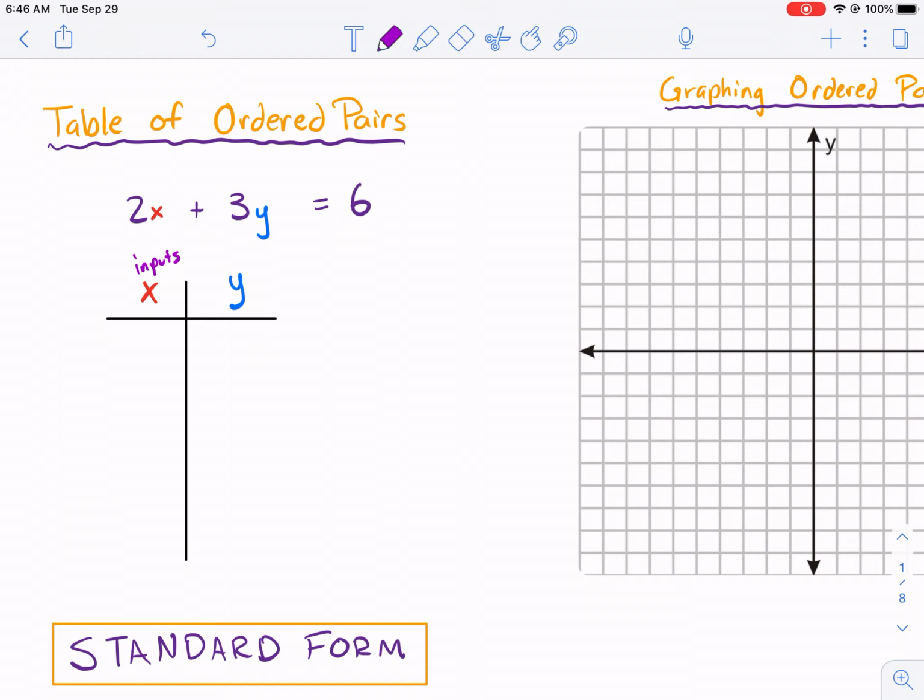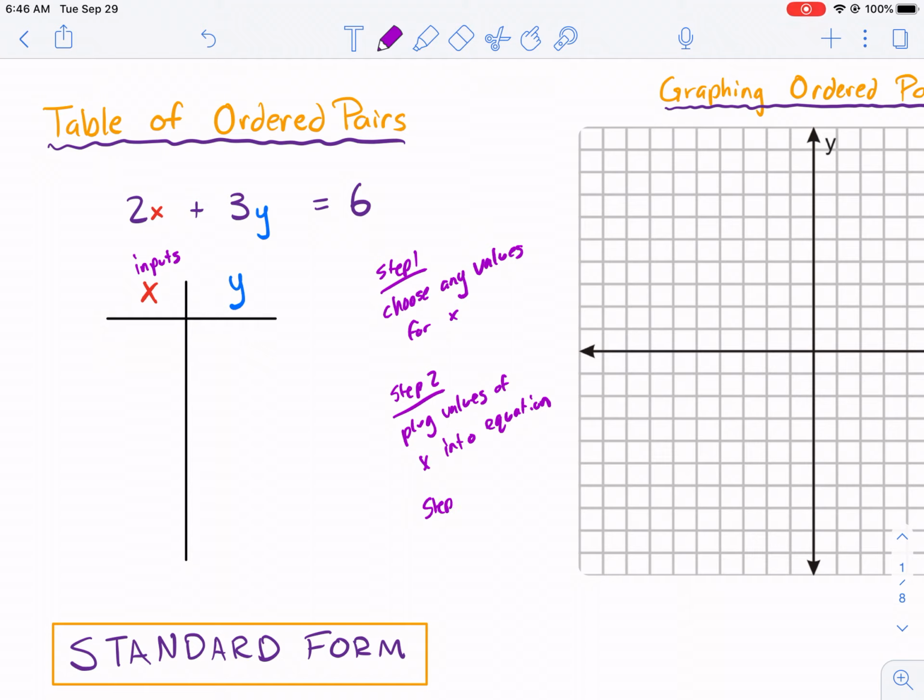We plug in values. So step 1, let me write this out. Choose any values for x. Step 2, plug values, or substitute values of x, into the equation. And then step 3, get y. Okay, I'll get to step 4 in just a second. There, we'll get there in just a moment.